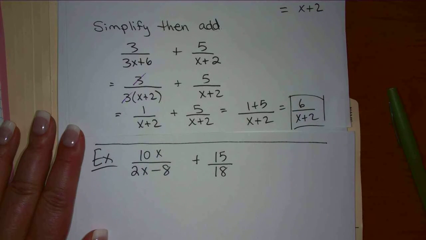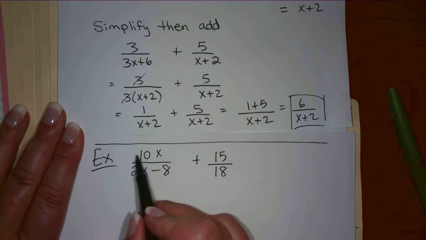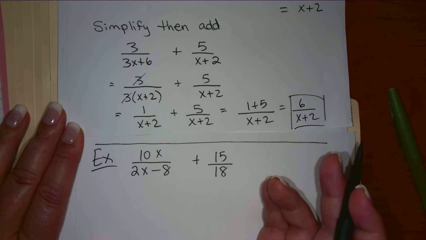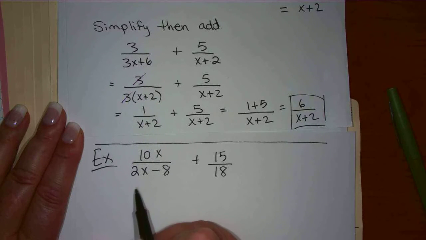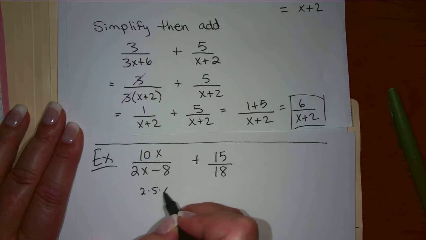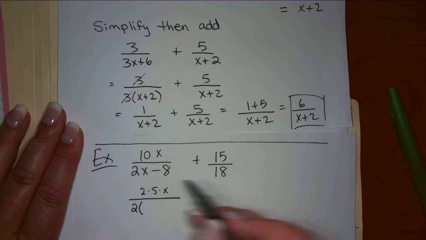Okay, so question 1, you say, I've got to add 2 fractions. Can I simplify them before I start? Yes. Will anything factor out of both the top and bottom that will be the same? 5? No, because the 5 can't come out of 2. So this would be 2 times 5 times X on top. And the bottom we can factor out a 2.